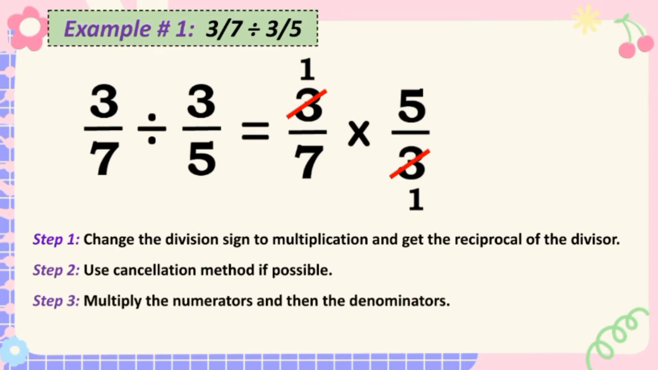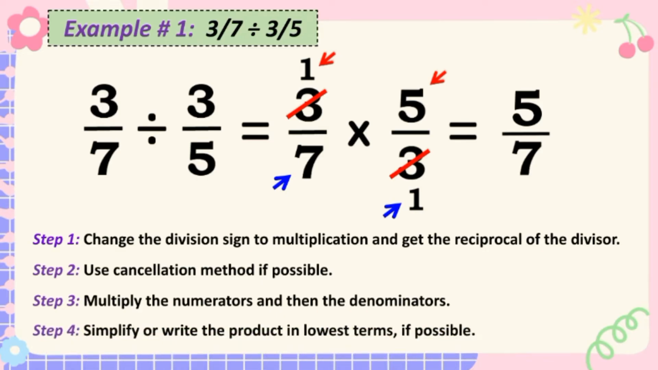Step 3. Multiply the numerators and then the denominators. 1 times 5 equals 5. 7 times 1 equals 7. Step 4. Simplify or write the product in lowest terms if possible. So, yung sagot natin ay 5/7. Kung i-analyze natin, ang 5 is a prime number. And then yung 7 is another prime number. So, wala na po silang GCF. Therefore, our quotient is 5/7.